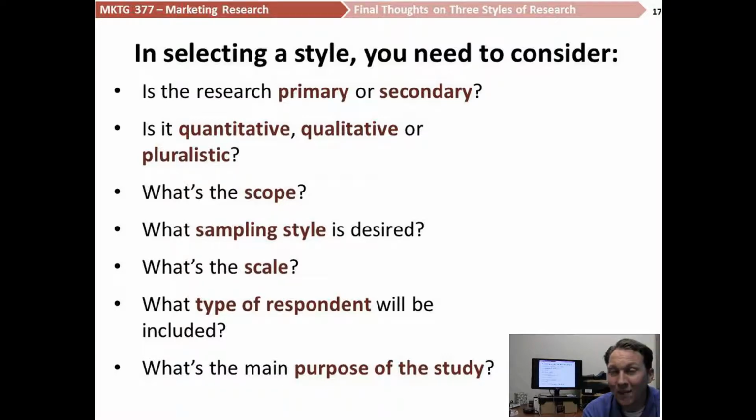If you're looking to get a lot of bang for your buck, you probably need to do some hybrid or pluralistic research, because quantitative and qualitative often leave a lot of questions along with the answers that they provide.